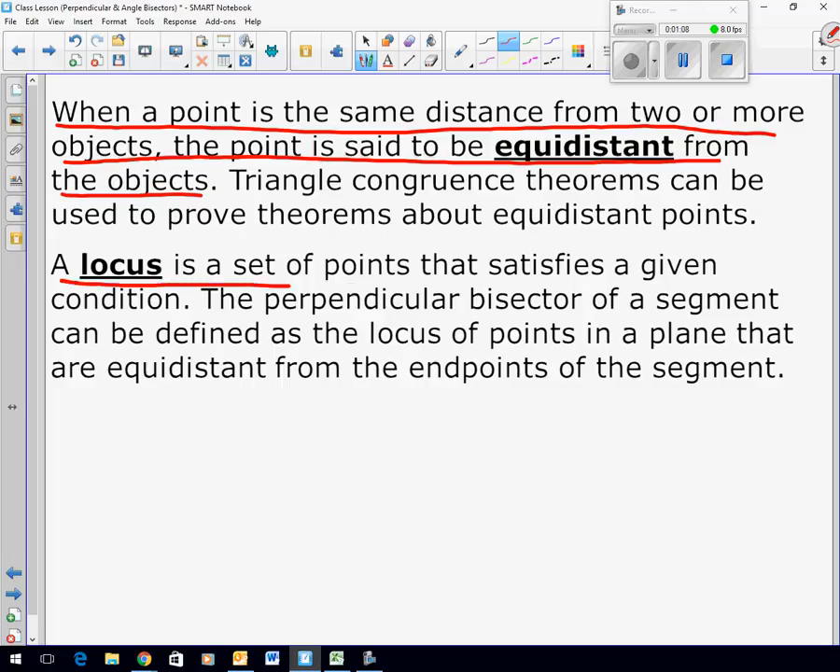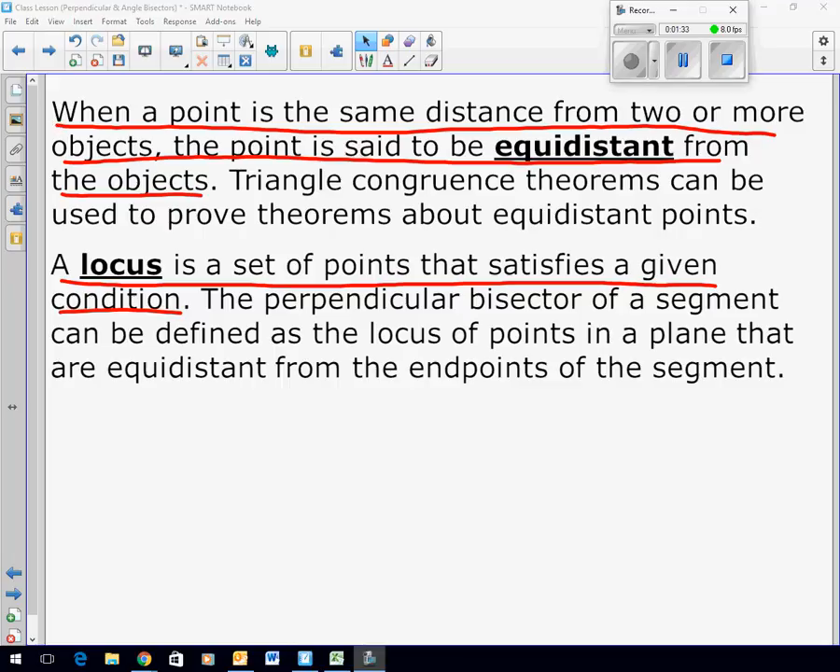Now, a locus is just the set of all points that satisfies a given condition. Here's how you can define the perpendicular bisector of a segment: the locus of points in a plane that are equidistant from the endpoints of the segment. We're going to put those words and give them more meaning throughout the day today.